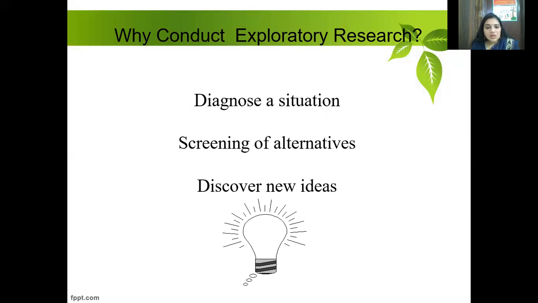And how would you screen alternatives in this case? In the case of concept testing, you'll be checking which market is a good one to launch the product, which market would give me better results or immediate results as such, right? And what should be the size of the market. That can be checked through screening of alternatives.